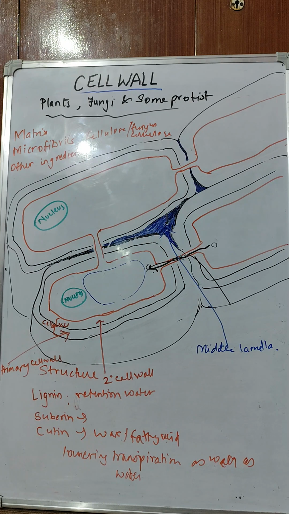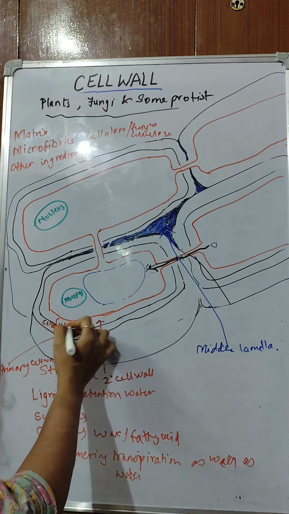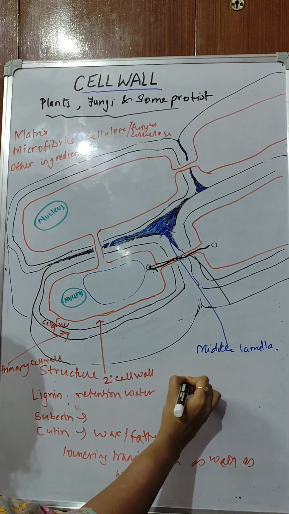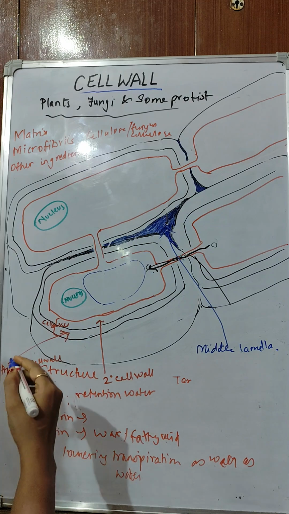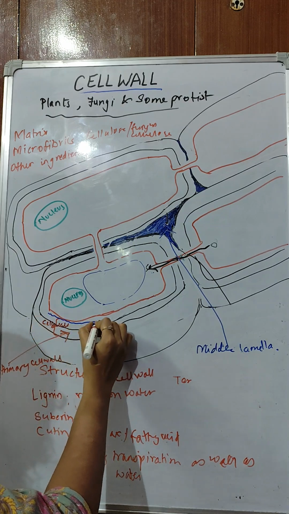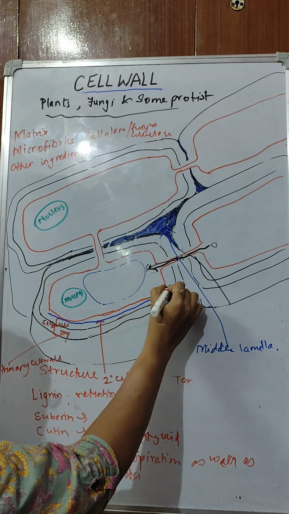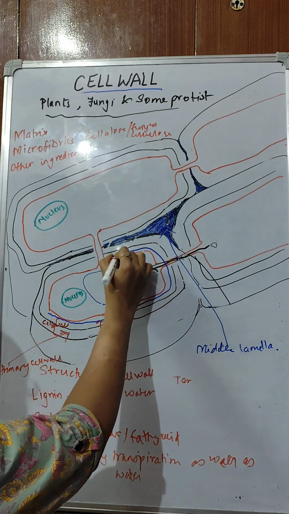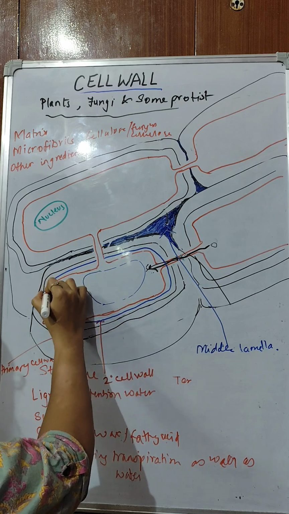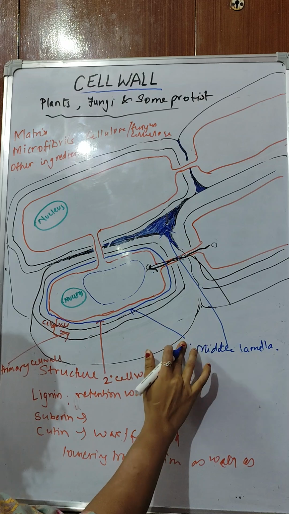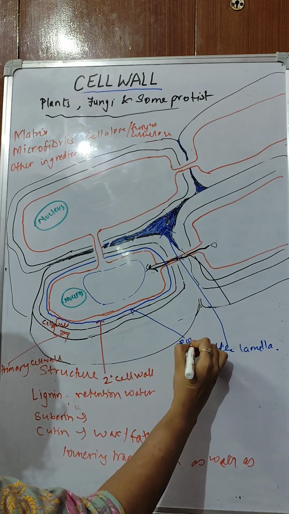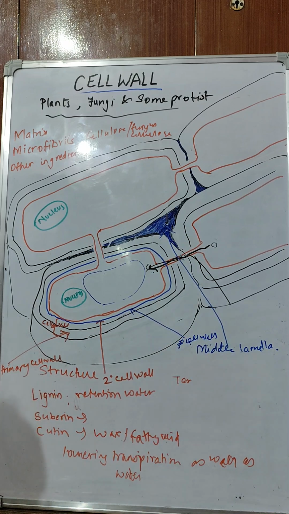In some cells, a tertiary cell wall is also formed, and that tertiary cell wall is present inner to the secondary cell wall. Let me make this with this blue pen so you can understand. So if the tertiary cell wall forms, it will form inner to the secondary cell wall. This is your tertiary cell wall. It is generally found in gymnosperms. So this was about the cell wall.